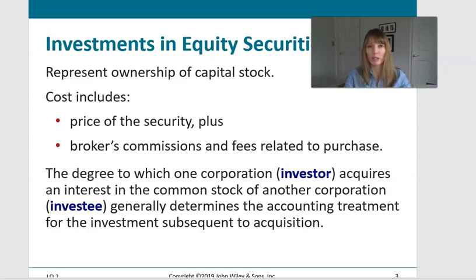Remember when we were accounting for debt investments, we said there's three categories of accounting treatment depending on management's intent. Does management plan to hold those debt investments to maturity, actively trade them, or hold them as available for sale? Accounting for equity securities also has three different categories, but they are not related to management's intent.